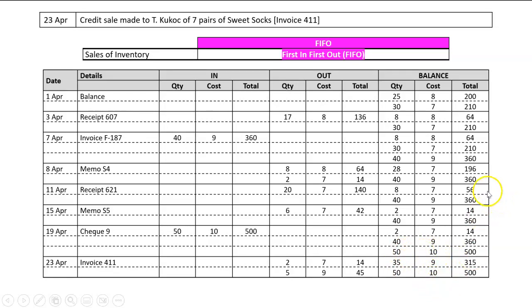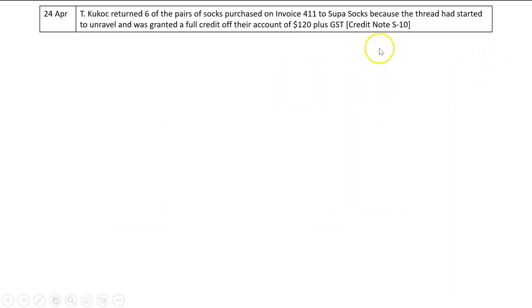And that's all been pretty straightforward so far. All the transactions under the FIFO system have actually been first in, first out. But now we're going to get some more difficult ones. Because what happens when that customer from the day before, TQ Coach, returns 6 of the pairs of socks purchased on invoice 411 back to us at Super Socks? Because the thread had started to unravel. So they're faulty. And this customer was granted a full credit off their account for $120 plus GST.